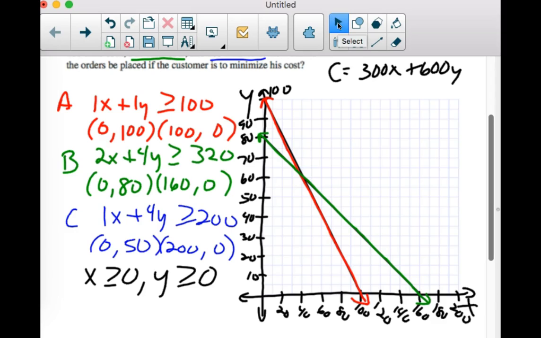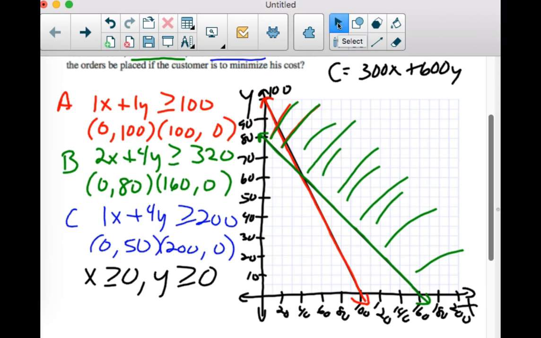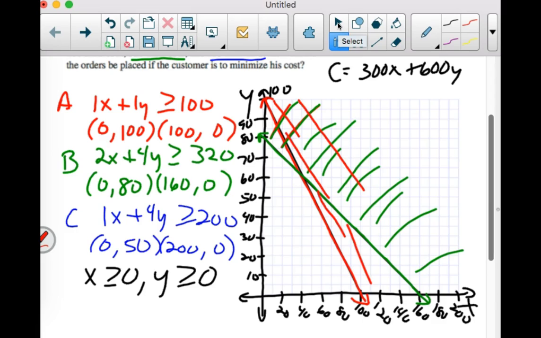Now, before I get too carried away with this, I'm going to stop and do my shading. With all of these, because it's greater than or equal to, we're going to want to shade up. I should actually make that green there. There we go. And then my red shading would be all of this.